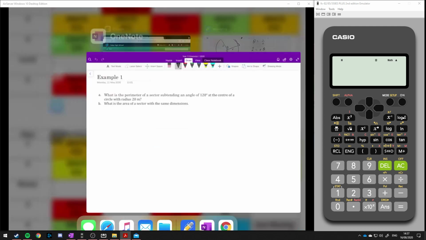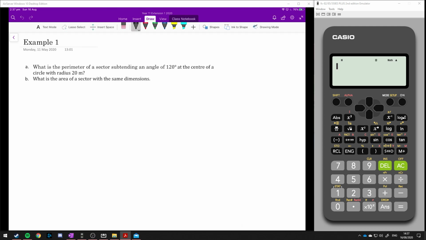So let's have a look at this in an example. What is the perimeter of a sector subtending an angle of 120 degrees at the center of a circle with a radius of 20 meters? So we're thinking of a sector like this. It's not the full circle, and we want to find the perimeter, so it's the total outside. It's 120 degrees on the inside here, and the radius is 20 meters, so it's 20 meters here and 20 meters there. The total perimeter is going to be L plus 20 plus 20, so the arc length is what we need to find first.